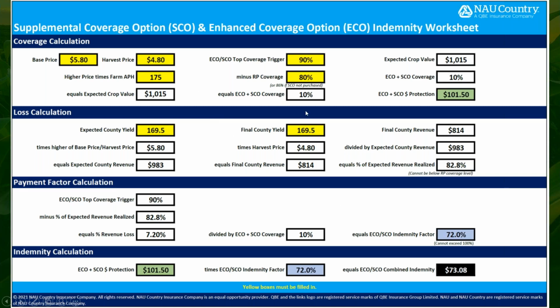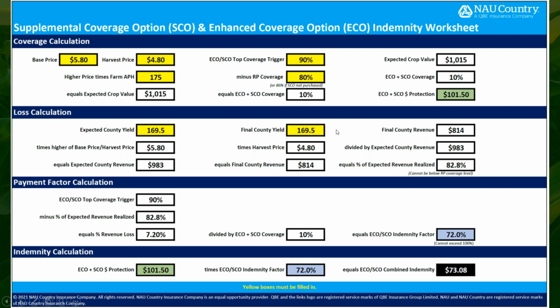So in this example, it worked exactly like a put option. Price went down $1, we collected. The one thing I would point out, if I'm just buying 80% RP coverage only, or 75, we ended up producing 82.8% of the expected revenue. So on my farm, if that was the same number, even at 80%, we would not have collected anything. We would have had to have added this extra coverage this year in order to see some sort of a payment.